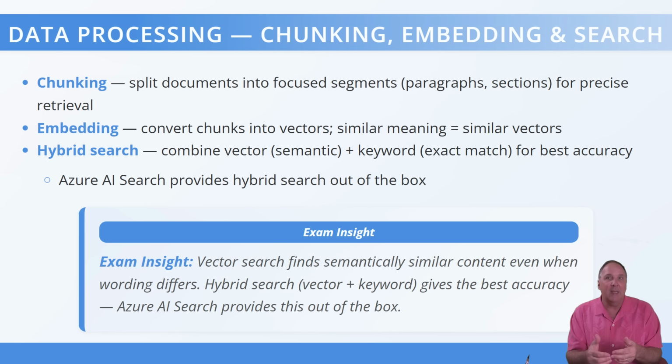On the other hand, embedding means converting each chunk into a vector. That's a math representation of meaning. When a user asks, "Can I return a gift?" and your policy says, gift returns must be within 30 days, a vector search will find this relevant even though the wording is different. Keyword search alone would have missed that because it wasn't an exact match. A hybrid search combines both vector for the semantic similarity and keyword for exact matches. Azure AI Search provides this right out of the box.